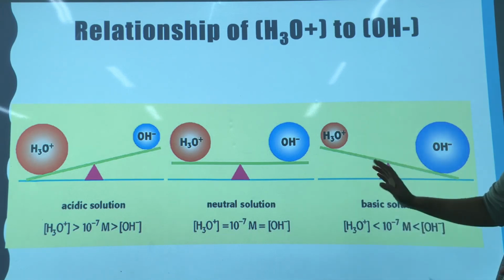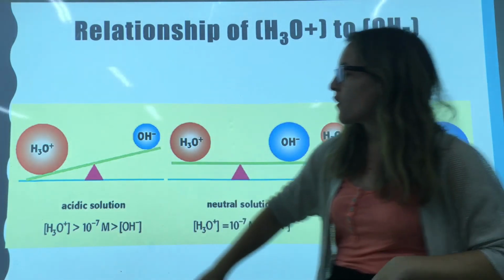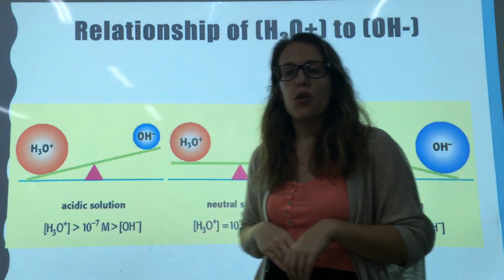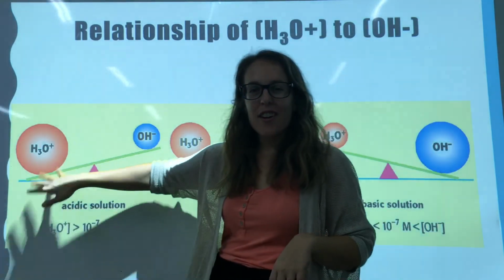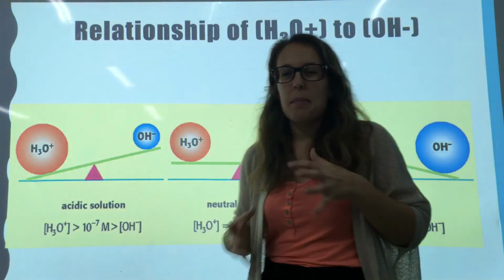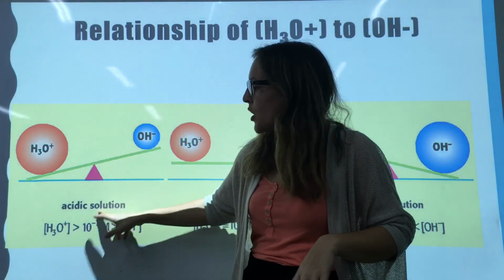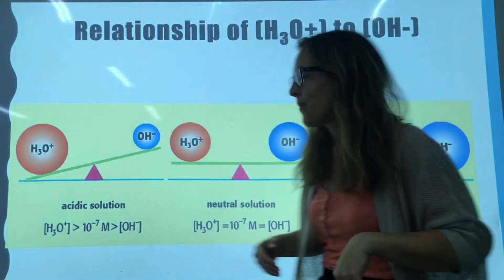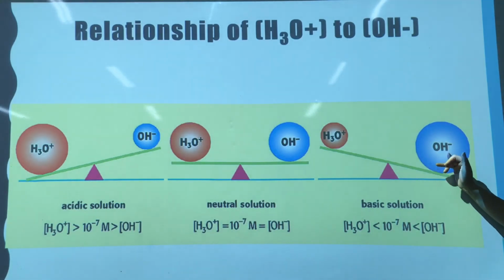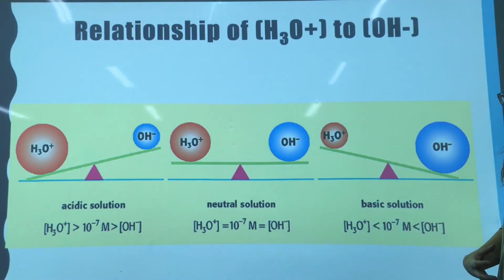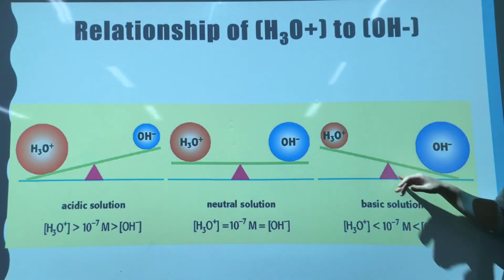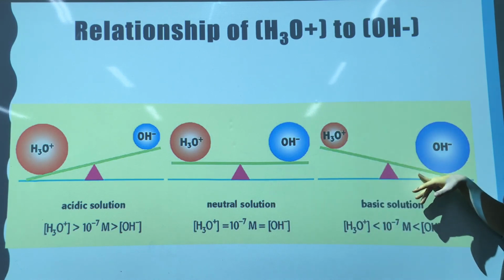So we can see that it's kind of on a teeter-totter. Over here, H3O plus, it's a little bit heavier, has a bigger amount, so it's an acid. We see here, OH minus has a bigger amount, it's a bit bulkier, it's bigger, so it is a basic solution.